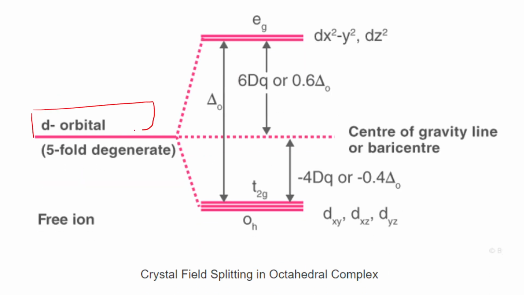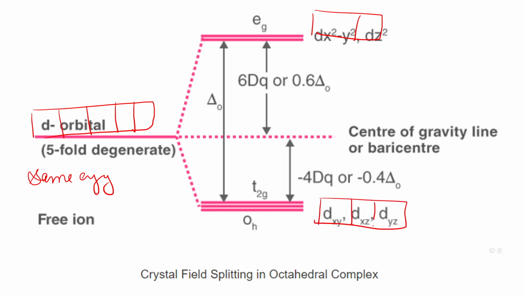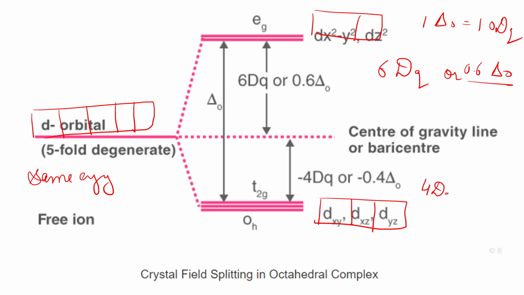The 5d orbitals are present over here. These have the same energy. When the ligand comes, splitting occurs. dx square minus y square and dz square go up, and dxy, dyz, and dzx go down. The increase in energy is by 6 Dq, or you can say 0.6 delta naught. 1 delta naught is equal to 10 Dq. And the decrease in energy is by 4 Dq, that is minus 4 Dq, or you can say minus 0.4 delta naught.